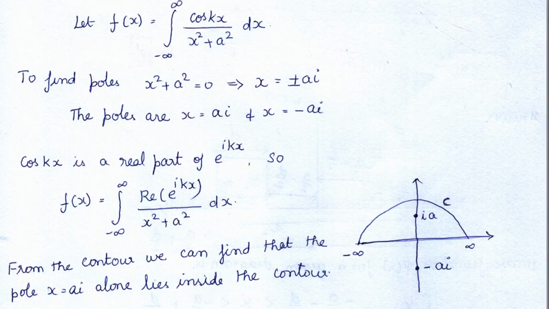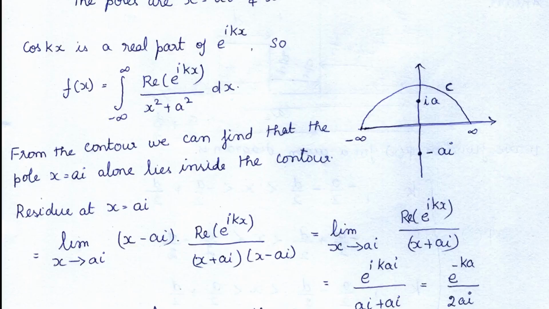Now if we draw the contour, we can see that the pole x is equal to ai lies inside the contour, and x is equal to minus ai lies outside the contour. So we have to consider and find the residue at x is equal to ai. The residue at x is equal to ai is limit x goes to ai of x minus ai into the real part of e power i kx divided by x plus ai into x minus ai. By substituting the limits, we get the residue at x is equal to ai as e power minus ka divided by 2ai.